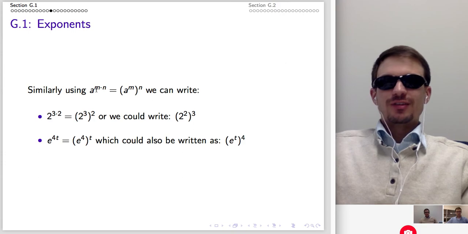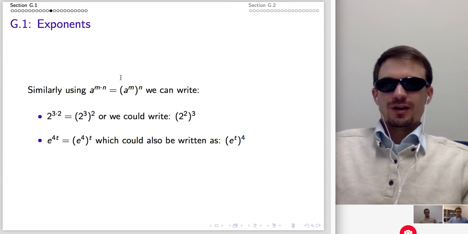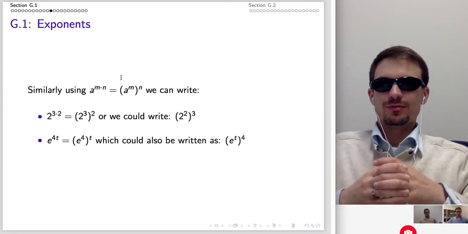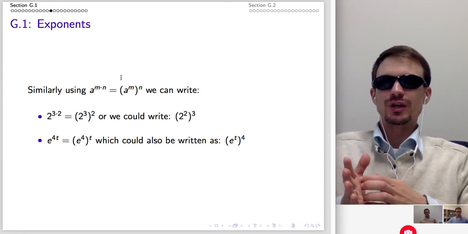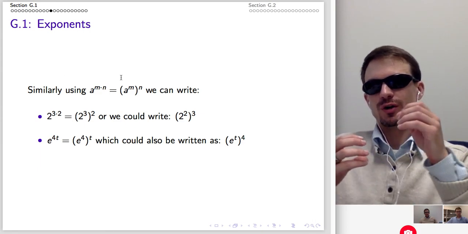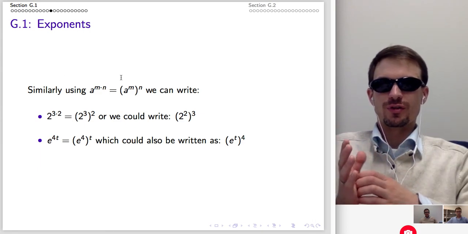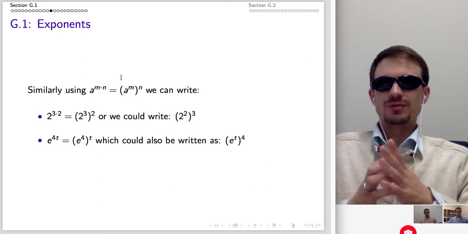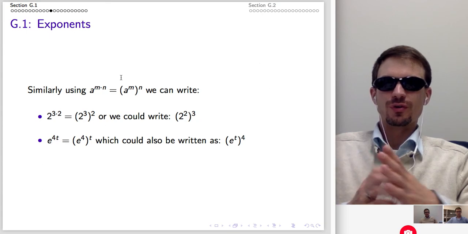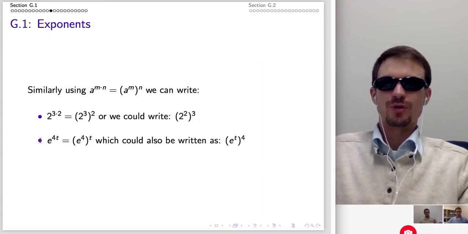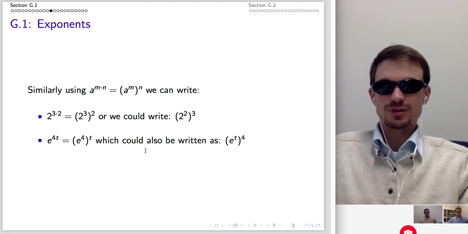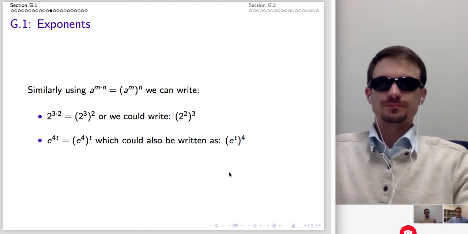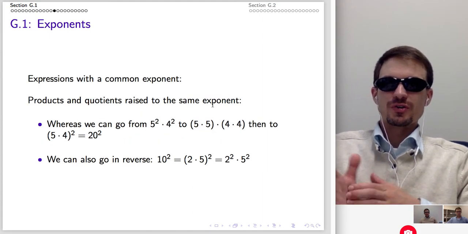All right, if we have a to the m times n, we can write this as a to the m, that quantity, to the nth. So 2 to the 3 times 2, we can unpack and rewrite this as 2 squared to the third, or 4 to the third. All right, so e to the 4t, we can write this as e to the fourth times t, or e to the t to the fourth. And this last comment right here, this is super important, exponential functions. So if we're working with logarithms, if we want to take logs of both sides or something like that, this is really useful.